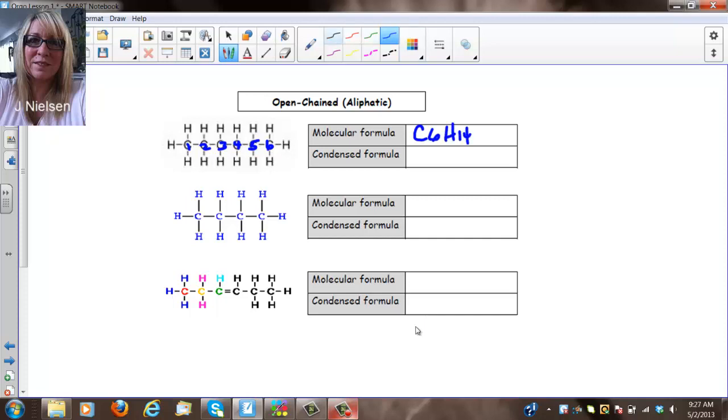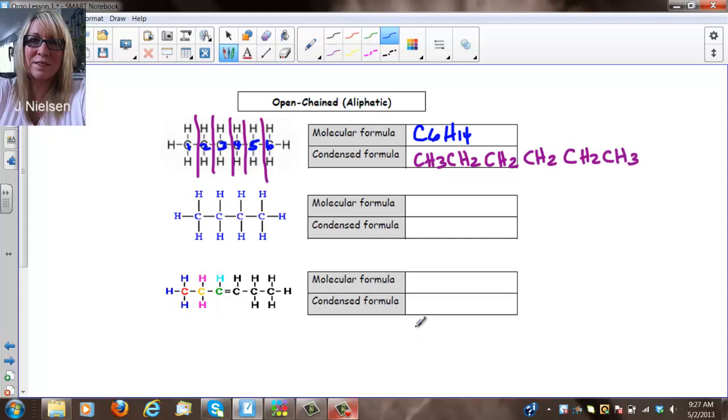Okay? Now, to write the condensed, I'm going to take this and I'm going to split it at each C. So, starting from left to right, I have CH3, I have CH2, I have another CH2, and yet another CH2, and I have another CH2, and then it ends in CH3. So this is the condensed. And I want to go back and check. 1, 2, 3, 4, 5, 6. I have 6 C's, so everything should be accounted for.